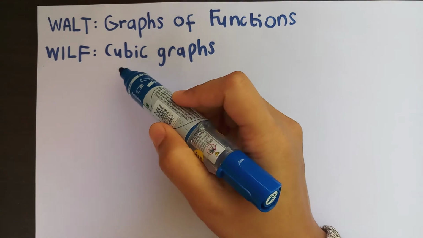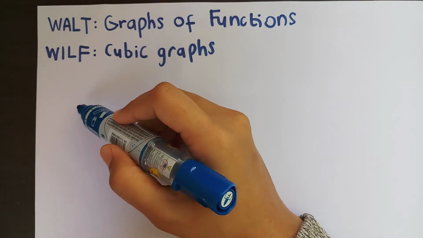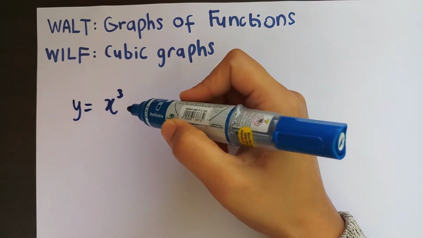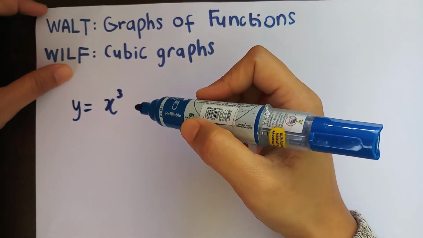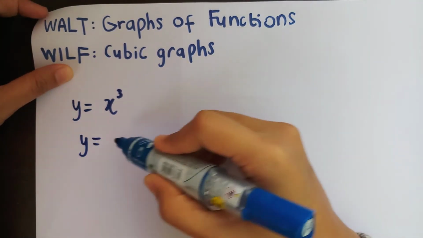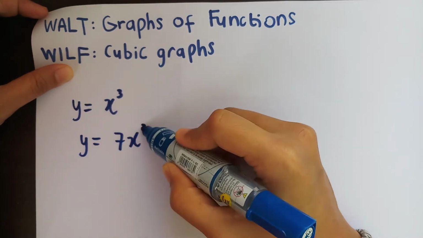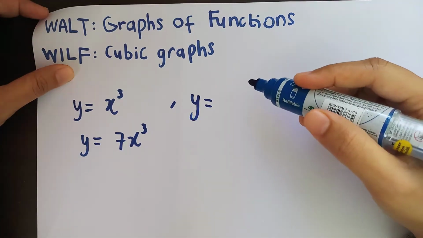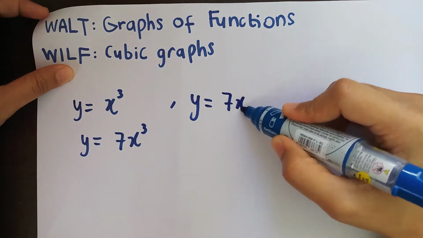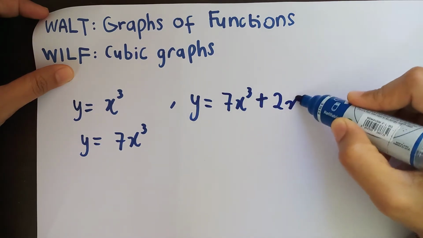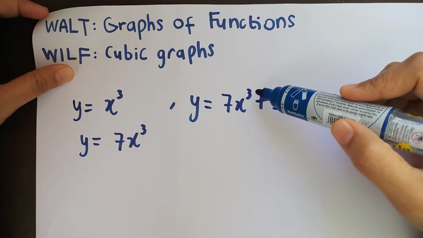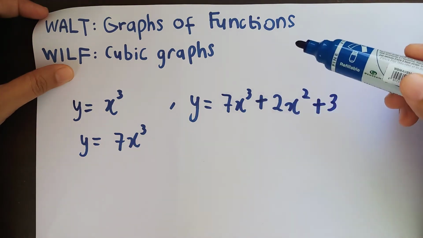So cubic simply means your highest power is power 3. So y equals x cubed is what we call a cubic equation, or you can have something like y equals 7x cubed. This is also cubic, or you can have y equals 7x cubed plus 2x squared plus 3. This is also cubic. As long as the highest power in the equation is power 3, we call that a cubic function.